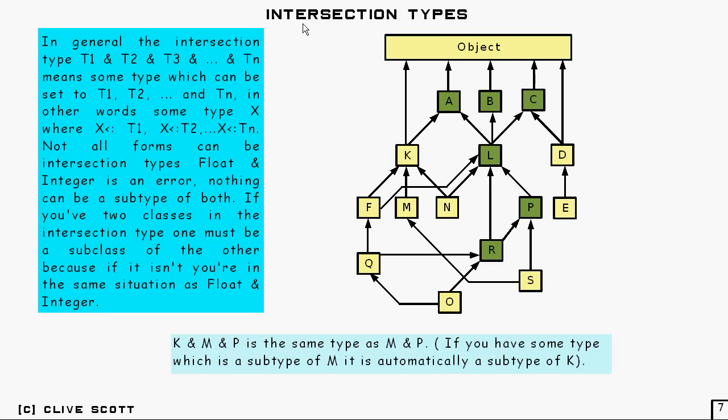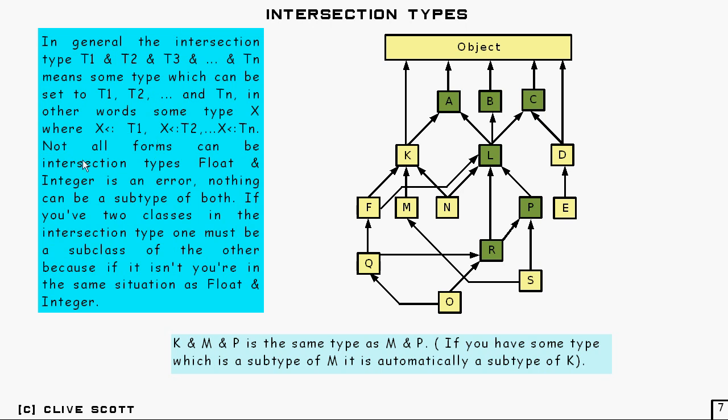Well, the ternary operator in general produces something which is an intersection type, and this is a bit about intersection types. Now, in general, an intersection type is going to be something like this: T1 and T2 and T3 and so on up to Tn, where these T's are some sort of type, and what this means is it's some type or other which can be set to T1 and to T2 and so on up to Tn. In other words, it's some type X, where X has got to be a subtype of T1 and a subtype of T2 and so on up to a subtype of Tn.